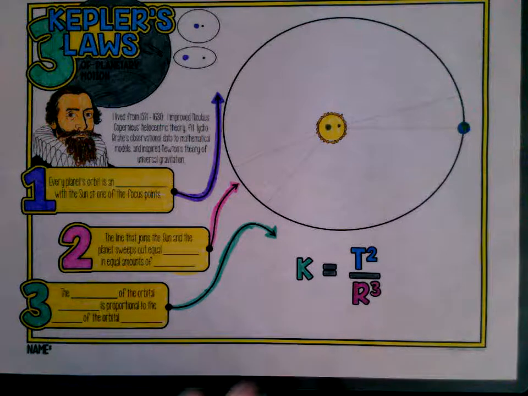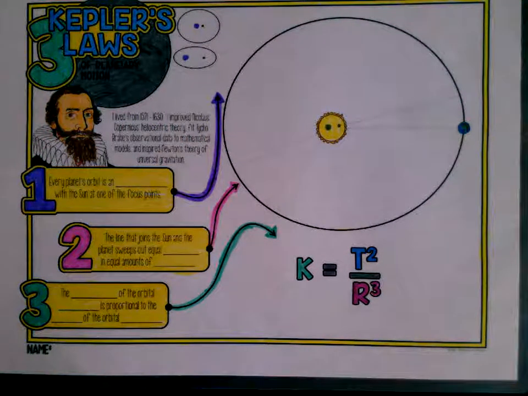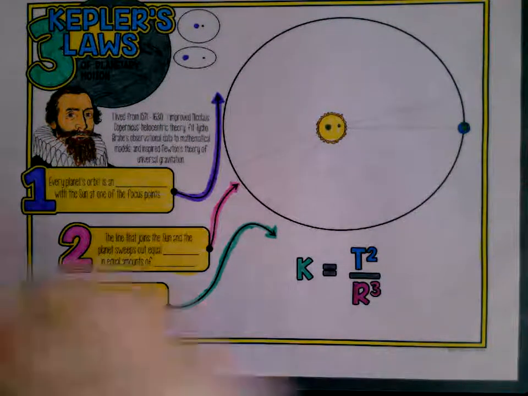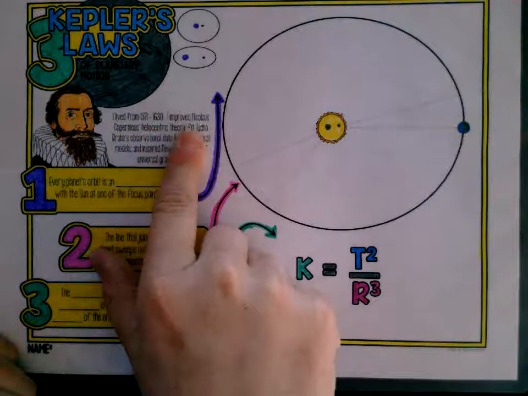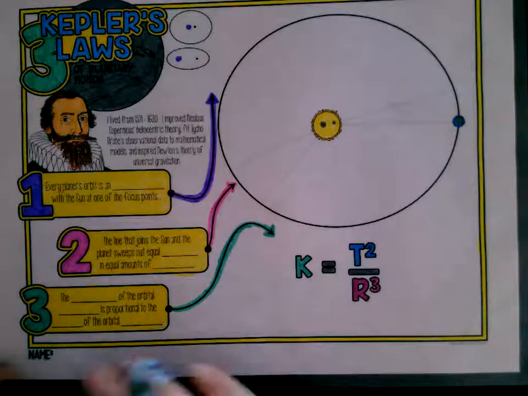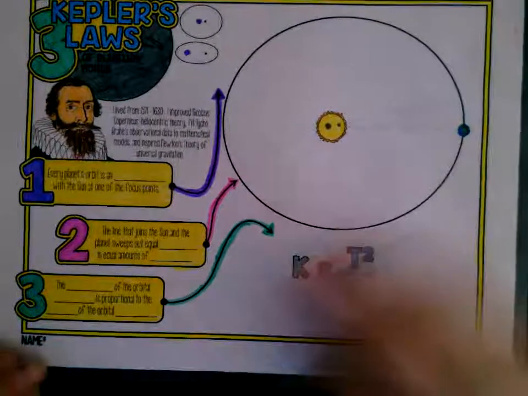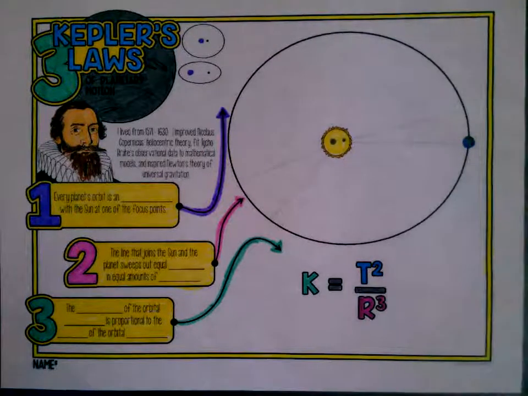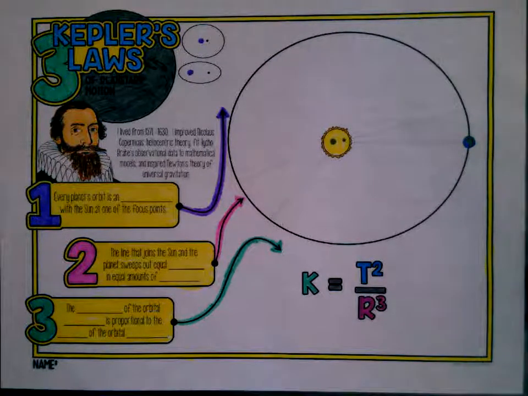All right, guys, so today we're going to talk about Kepler's three laws. Kepler was a man who lived from 1571 to 1630. He improved upon Nicholas Copernicus's heliocentric theory. He fit Tycho Brahe's observational data into mathematical models, and his math and foundations are what inspired Newton's theory of universal gravitation. We're going to spend the rest of this 9 weeks, which isn't long, talking about Kepler and his three laws and what they mean for us.